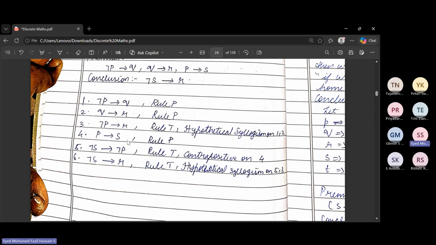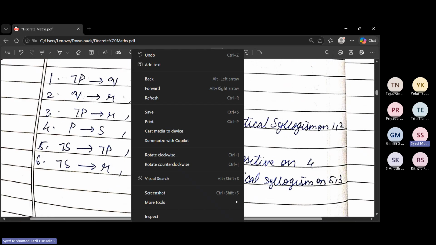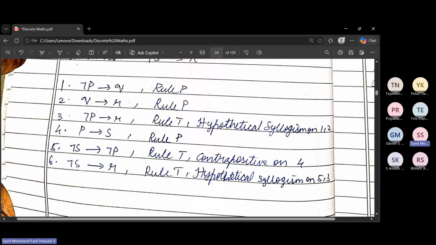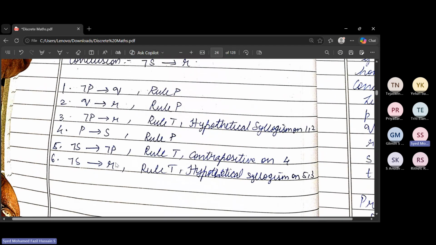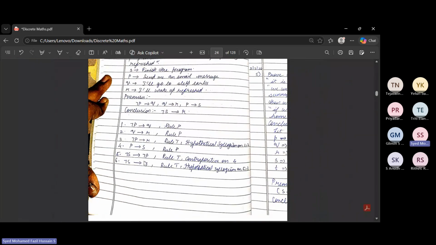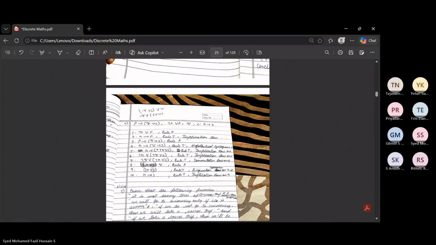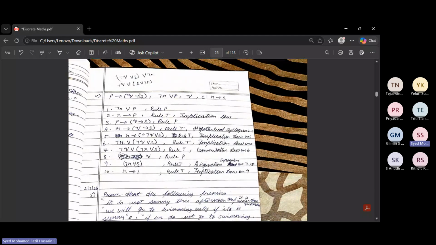If not S is there, then not P will be true, right? So if we combine both 4 and 5, we can get that not S leads to R. Okay, I mean a step is missing there actually, so we have to do the same here.